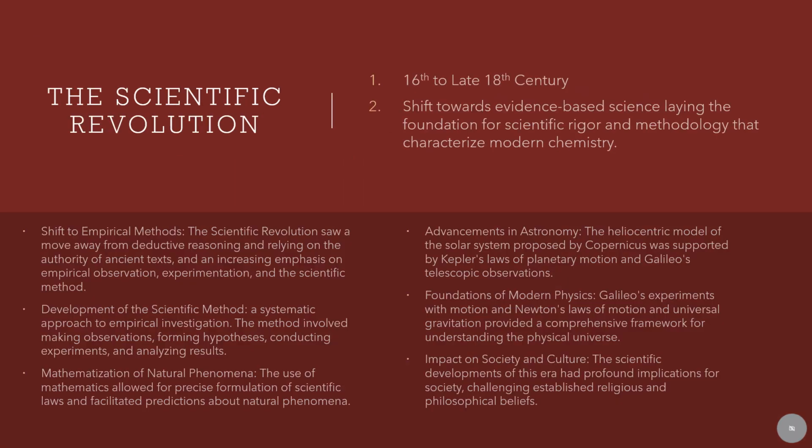Okay, now we've made it to the 16th to late 18th century. We've made it through alchemy and the transition, and now we are in the full-blown scientific revolution. This was a shift towards evidence-based science, laying the foundation for scientific rigor and methodology that characterize modern chemistry and science as a whole.